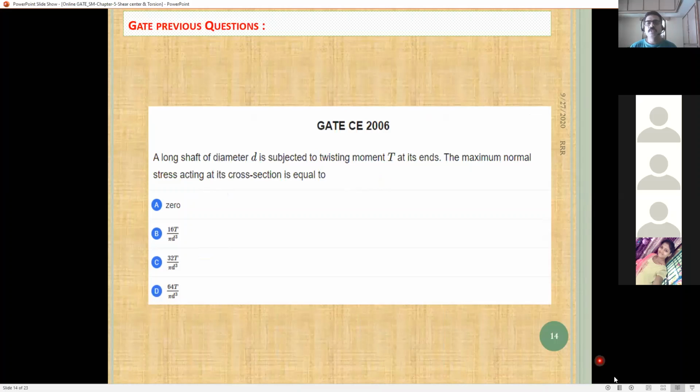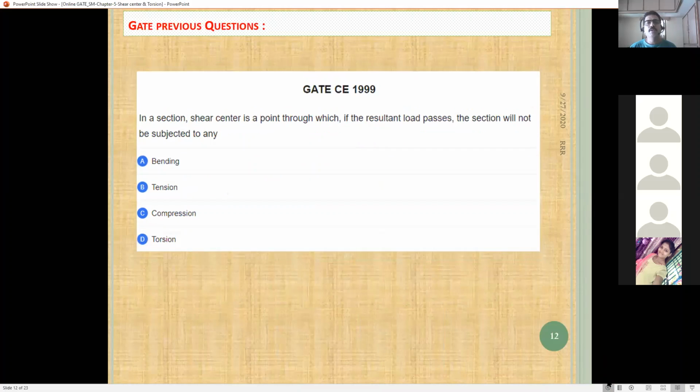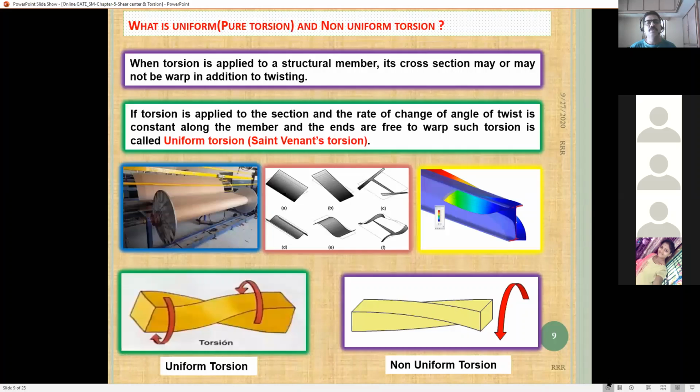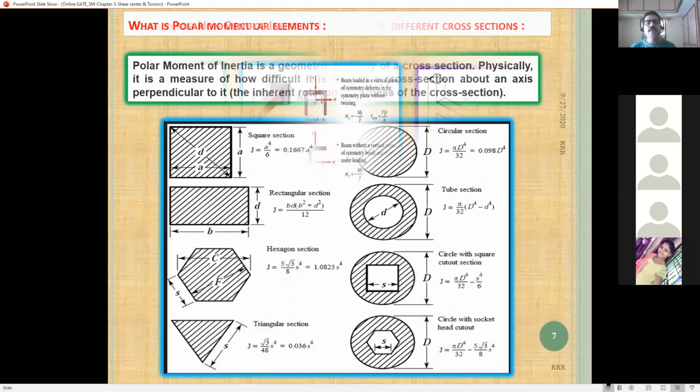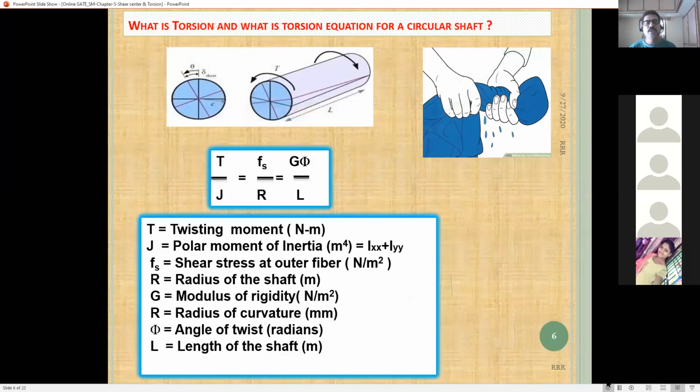Then you can use the same formula. The formula is the same: T by J equals fs by r equals G theta by L. Since there was a lack of time, I could not solve all the problems here itself. So I will share this session's material after completion of this session. Please go through that whenever you have free time. And with only one formula you can solve all problems in this chapter.